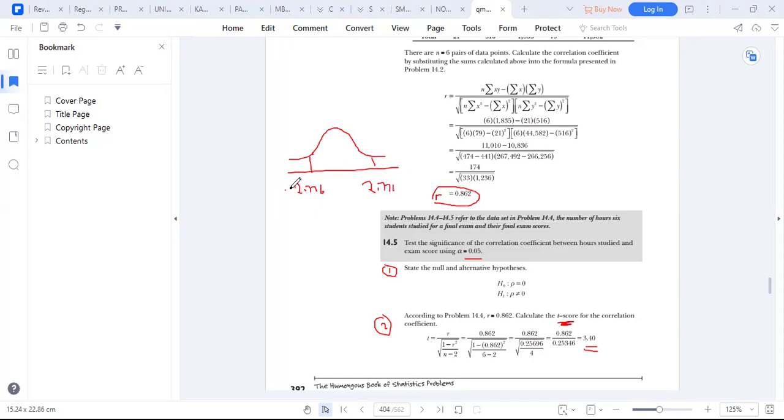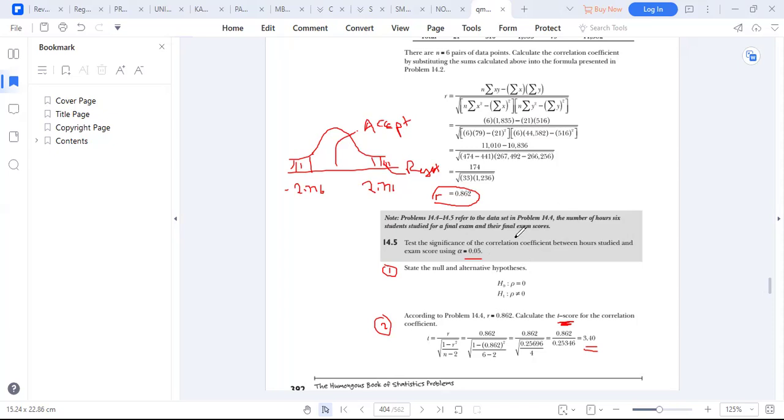So here and here, 2.776. If the answer we find is inside here, meaning we accept our H0, meaning the regression equation is not significant. If the answer we found is in the shaded region, meaning we reject H0, meaning the regression line is statistically significant.